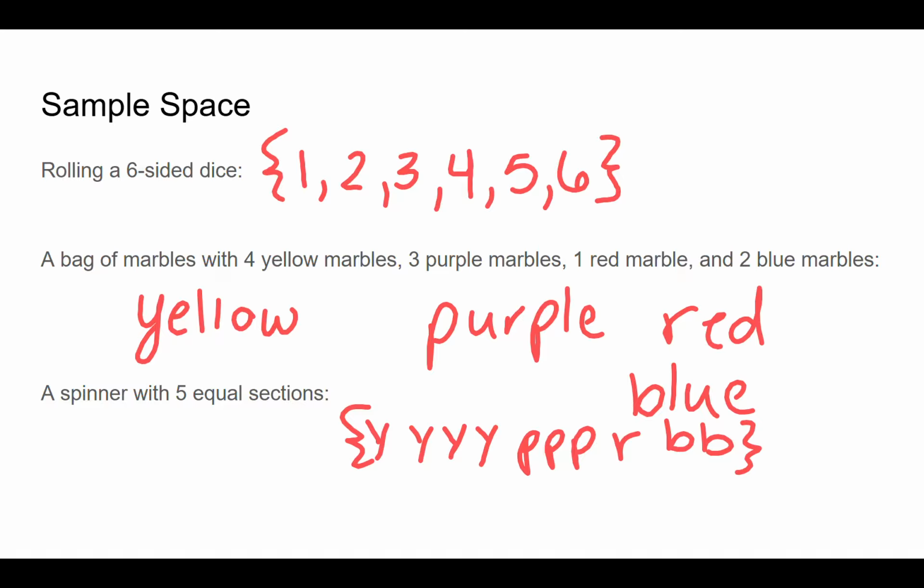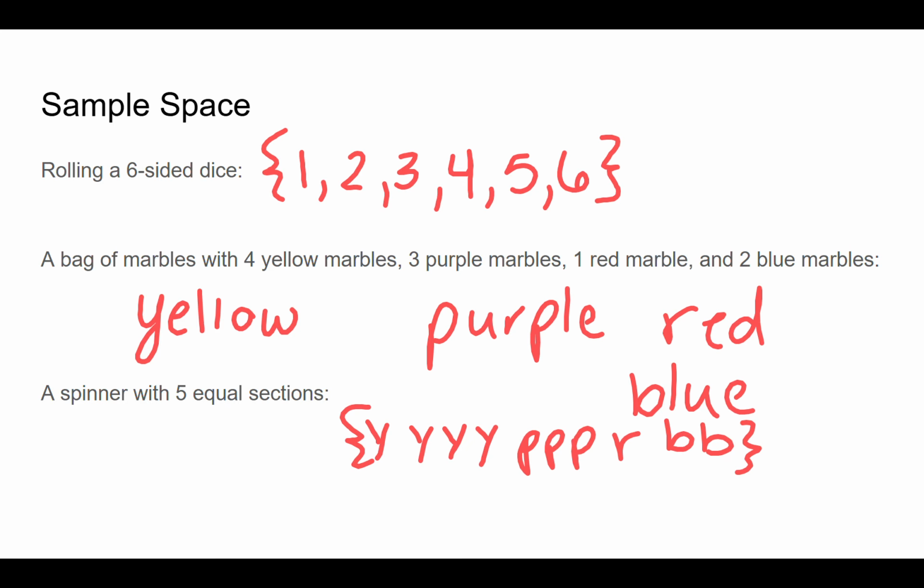If I were to pull out the first marble and set that aside and pick a different marble, I could get a second yellow marble. So with that being said, even though there are only 4 colors, I have to list all of the possible outcomes, which means listing each individual marble that's in that bag.